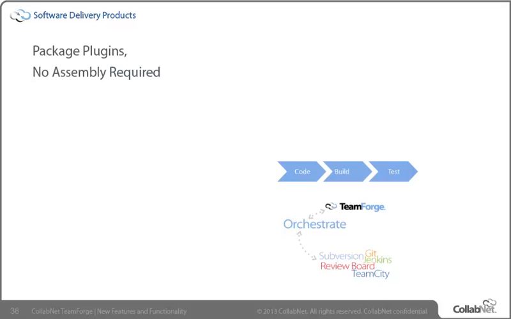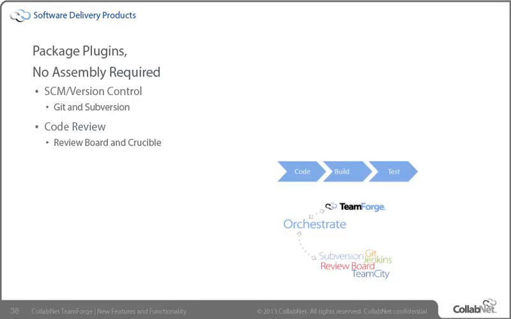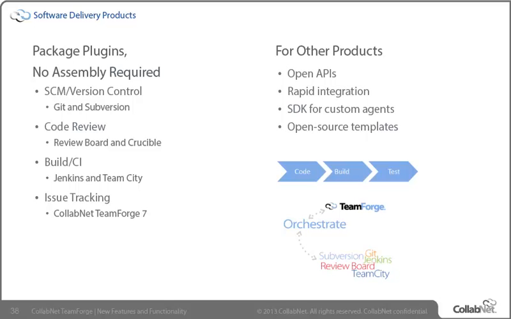Orchestrate also allows you to fold your own gear into the platform to include your additions in the associations matrix for enhanced traceability. These packaged plugins include Git and Subversion for SCM and version control tools, for code review, ReviewBoard and Crucible, TeamCity and Jenkins for build and continuous integration, and CollabNet TeamForge for issue tracking. Orchestrate has a scalable, lightweight architecture which allows rapid integration of tools not on the packaged plugin list. There is an SDK for custom agents as well as open source templates.